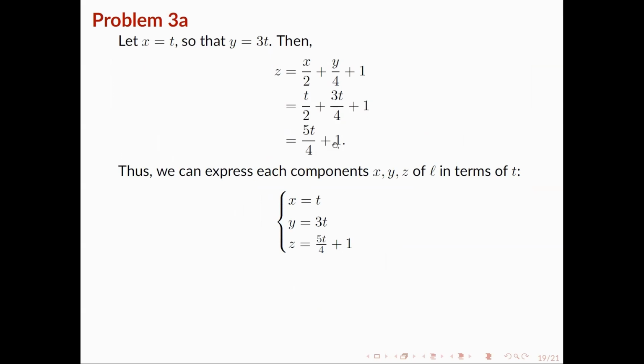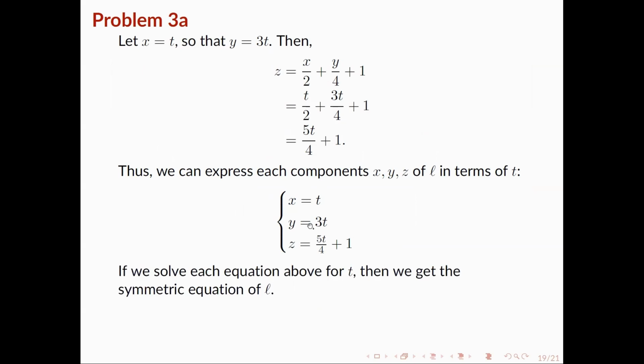So, we're going to have the parametric equations x equals t, y equals 3t, and z equals 5t over 4 plus 1. And then, isolating t from each coordinate of these equations, we're going to get the symmetric equation of L, which is given by x equals y over 3 equals z minus 1 over 5 over 4.